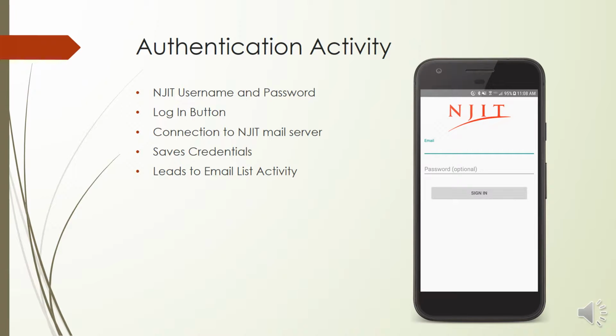The authentication activity is the first screen the user sees when opening the NJIT Mailbox App. The screen prompts the user to enter their NJIT username and password. Once the user enters their credentials and presses the Sign In button, a connection to the NJIT mail server is established, and they are brought to the email list activity.